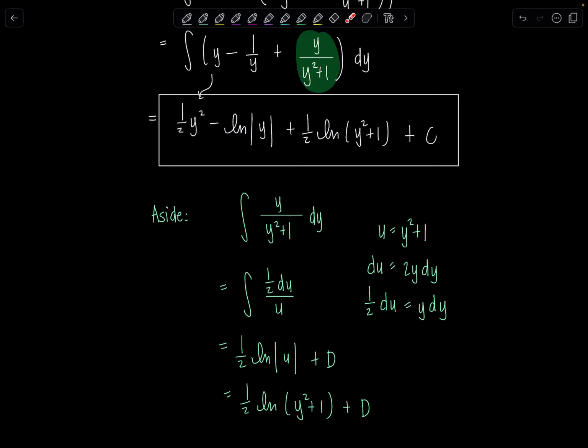Okay, enough of that. I hope you like this integral. Hopefully it helped you review a lot of important techniques like long division, partial fraction decomposition, and all that good stuff.